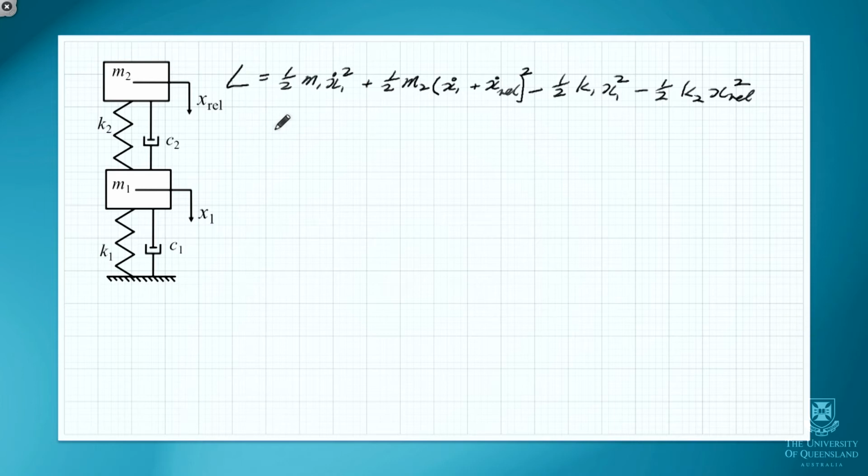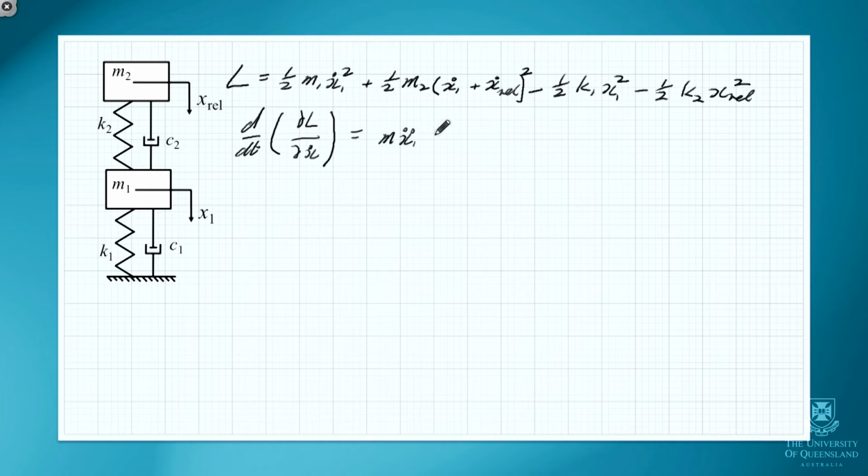Now let's start with x1. The first term in Lagrange's equations is d by dt of the partial of L with respect to x1 dot, and that'll just give us from the first kinetic energy term, we'll get m1 x1 dot differentiating with respect to velocity, but we also have to differentiate with respect to time, so it becomes double dot.